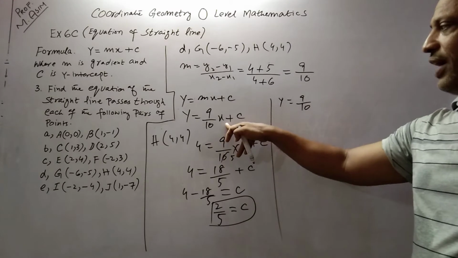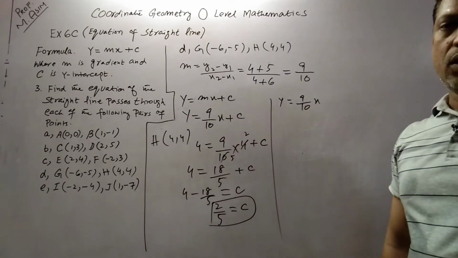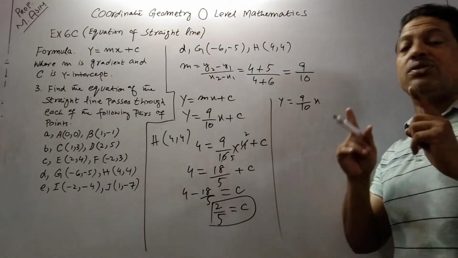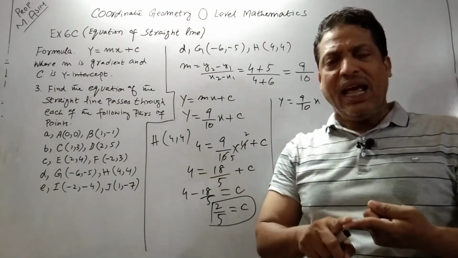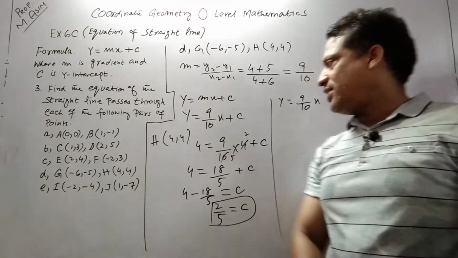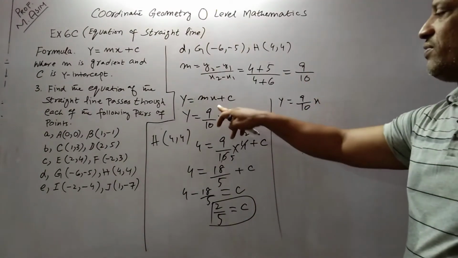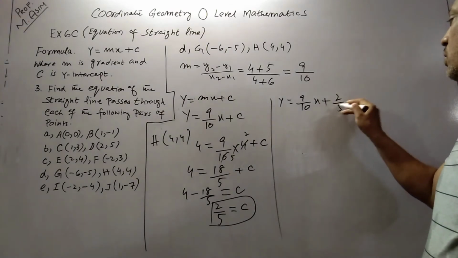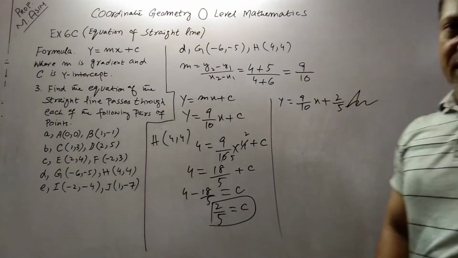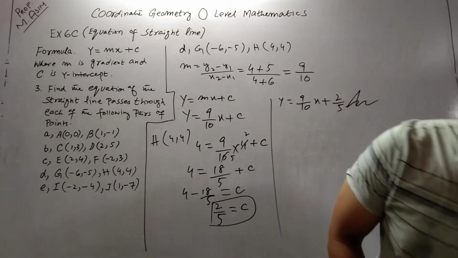What is the value of x? No need. We need just to take two values: the value of m, gradient, and the value of c, y-intercept. So our answer is y is equal to 9 upon 10 x plus c. What is the value of c? 2 upon 5. This is our final answer. I hope you understand. See next part.